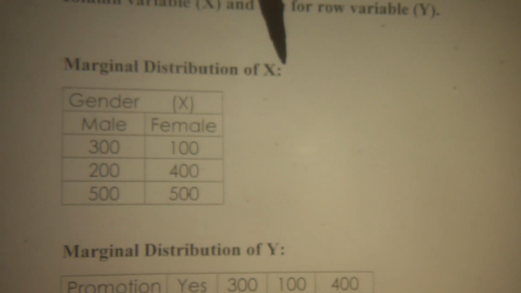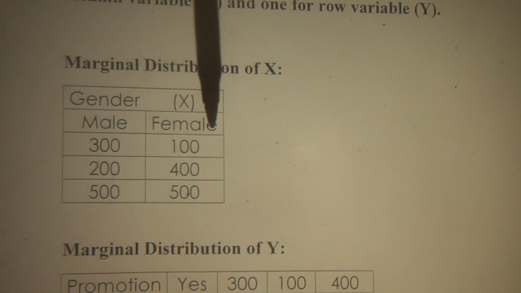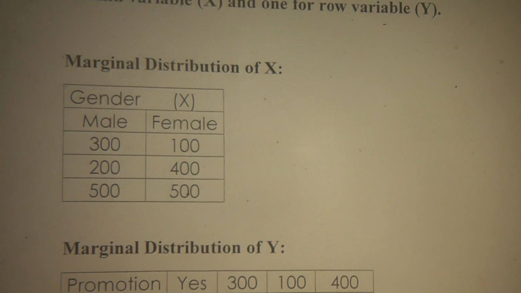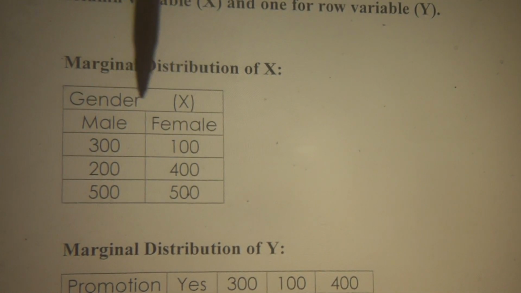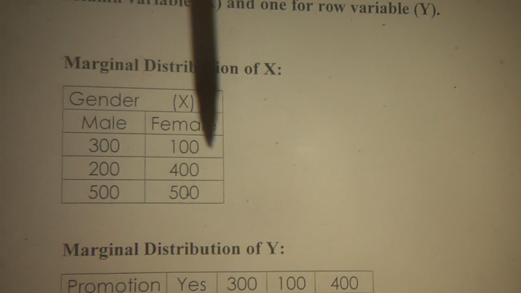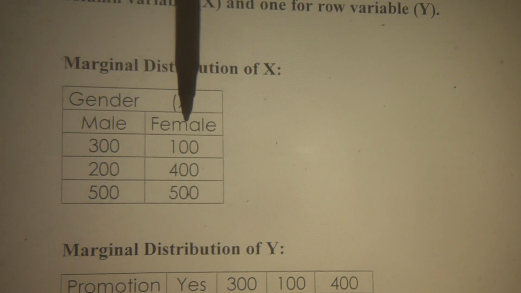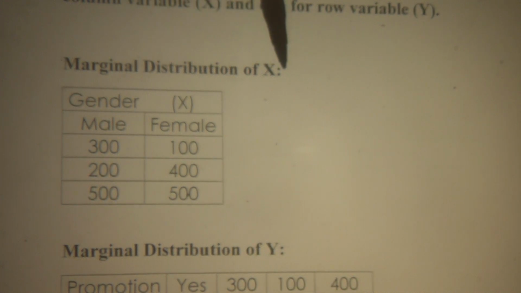Marginal distribution of x. X has 2 possible values, male and female. Now, these are the possible values of x. How often or how likely do we see them? Well, 500 people in the company were male, and 500 female workers were in the company. So possible values, male, female, and how often you see them, 500 and 500. This is the marginal distribution of x.